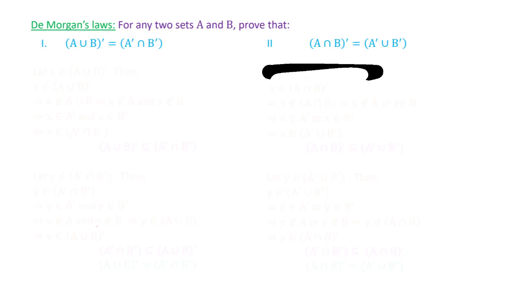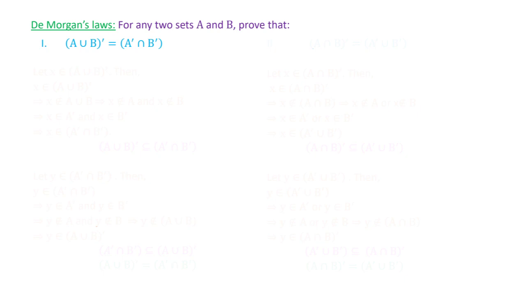Next we have De Morgan's law. For any two sets A and B, the first condition is that the complement of A union B is equal to A complement intersection B complement. So when we write A union B and take the complement of the whole of this set, that is equal to A complement; this union gets changed to intersection, and we have B complement.